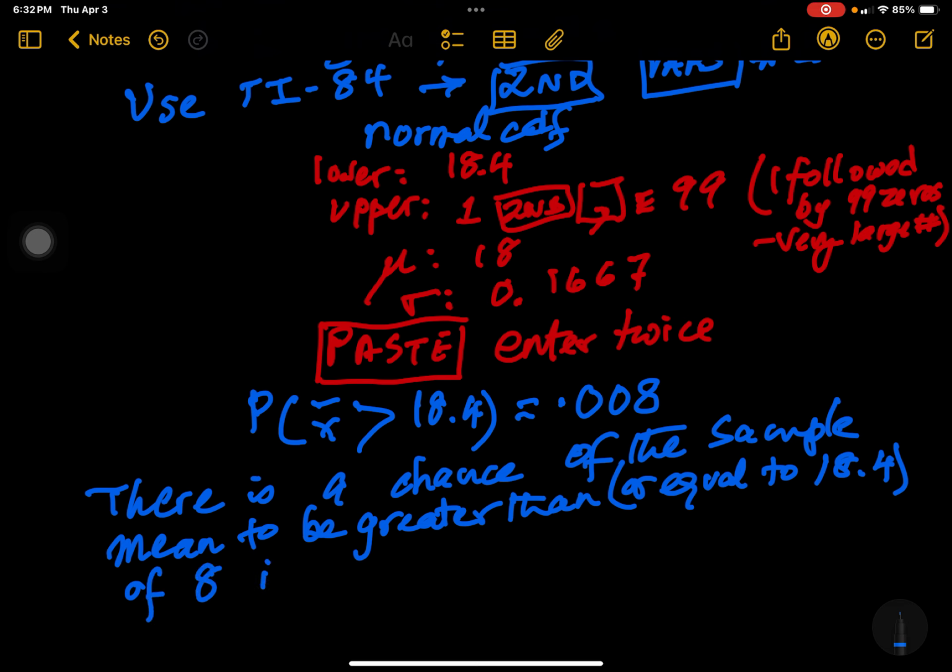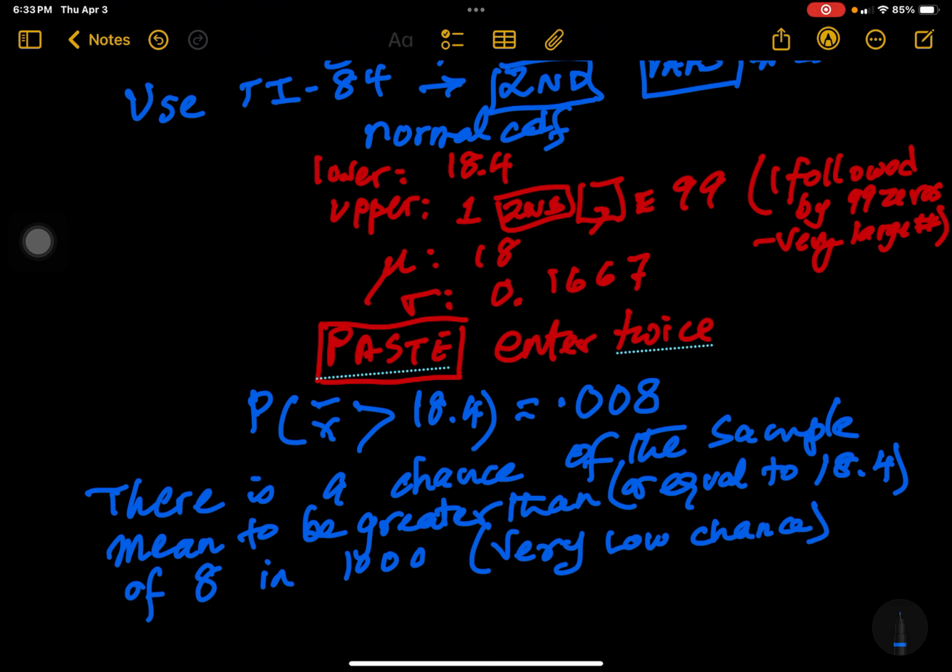Okay, there is a chance of the sample mean to be greater than or equal to 18.4 of 8 in 1000. Okay, why 1000? Because we have 3 places of decimal. After the decimal point, we have 2 zeros and 8. That means it's 8 in 1000. This is a very low chance.